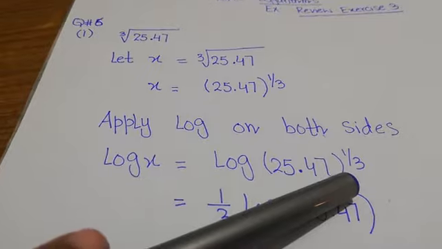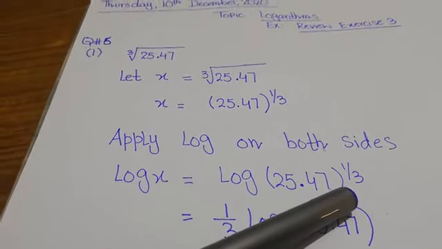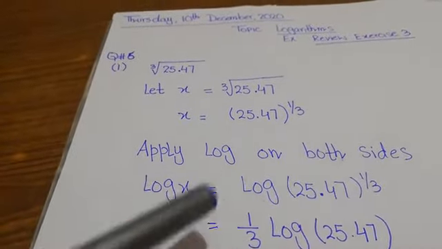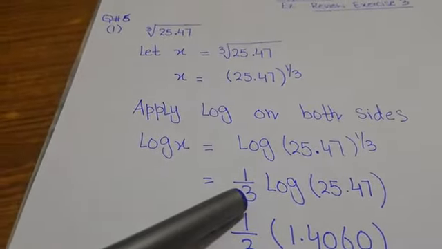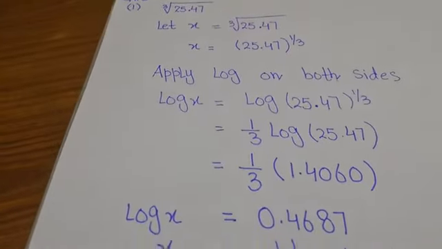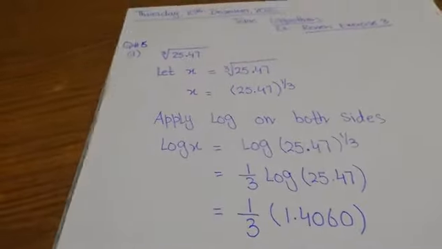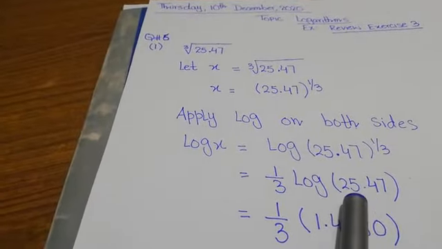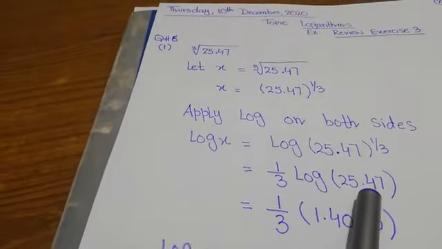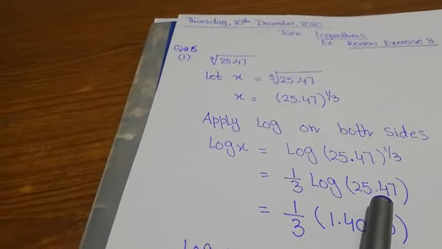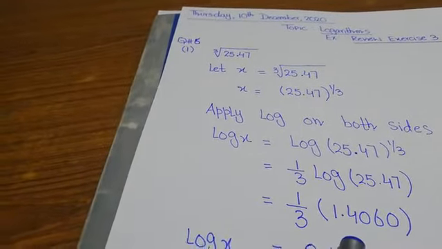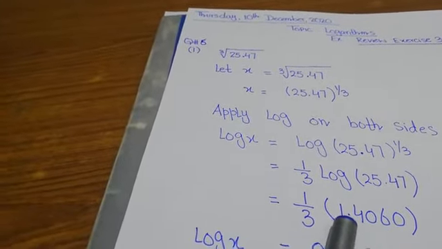Now this is a simple exponential question. So the next step is to apply the log on both sides. Apply log on both sides. After applying, on the left hand side we get log of x and on the right hand side we get log of 25.47 power 1 by 3. Here again remember the laws of logarithm. Whenever the power is involved, you have to shift the power at the start. So this 1 by 3 will come at the start. So it becomes 1 by 3 log of 25.47.